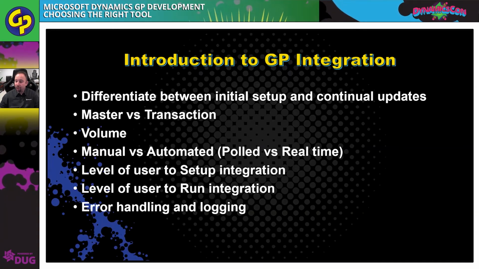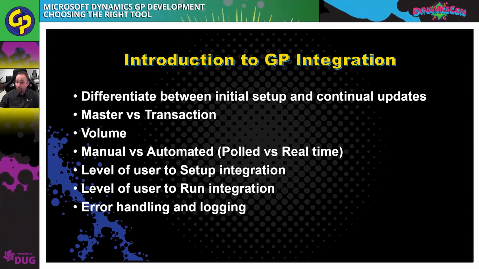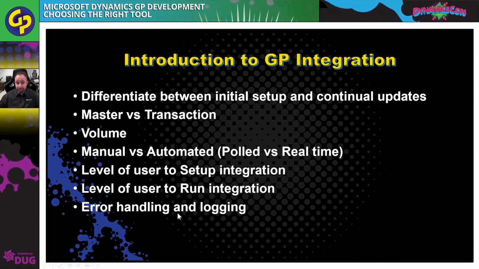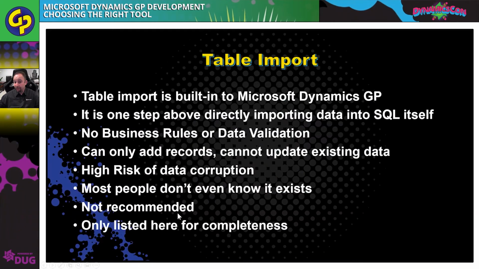What level of user do we know who's going to be actually setting it up? Is it going to be a developer setting it up, or is it a consultant, or is it a power user? What level of user is going to be used to run the integration? And a big one to think about is, what do you do with errors? If something goes wrong and an import fails, do you throw out an entire batch? Do you import everything in the batch except the one transaction that failed? How do you log what went wrong? So these are all things you need to think about with integrations. And the different tools have different ways of handling some of that.